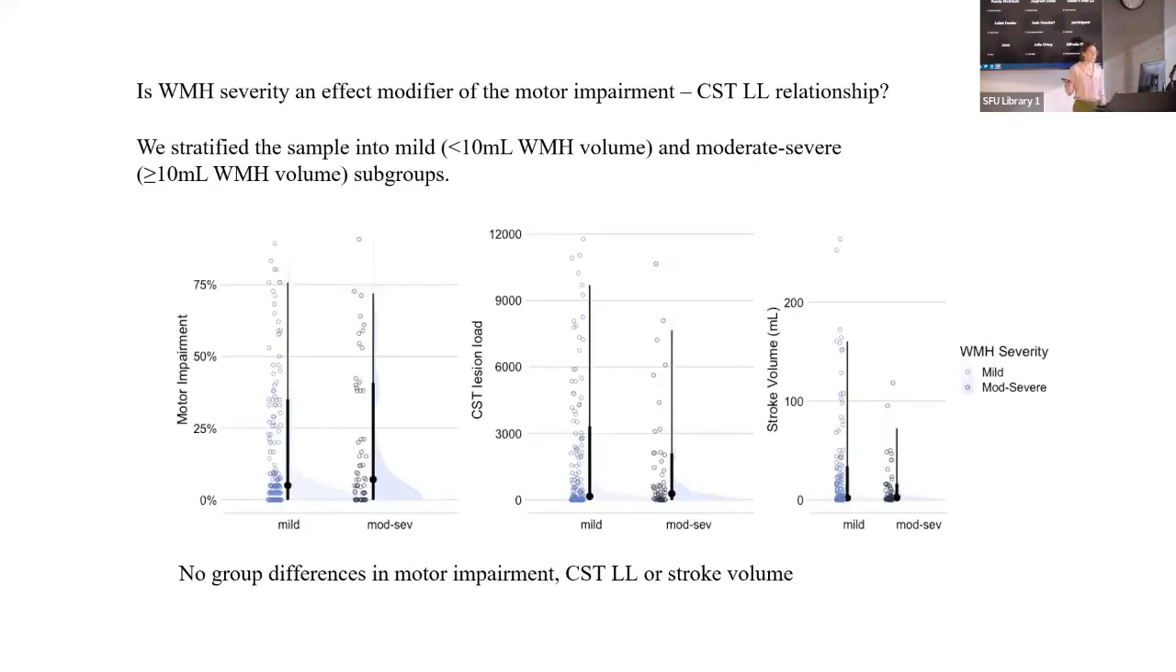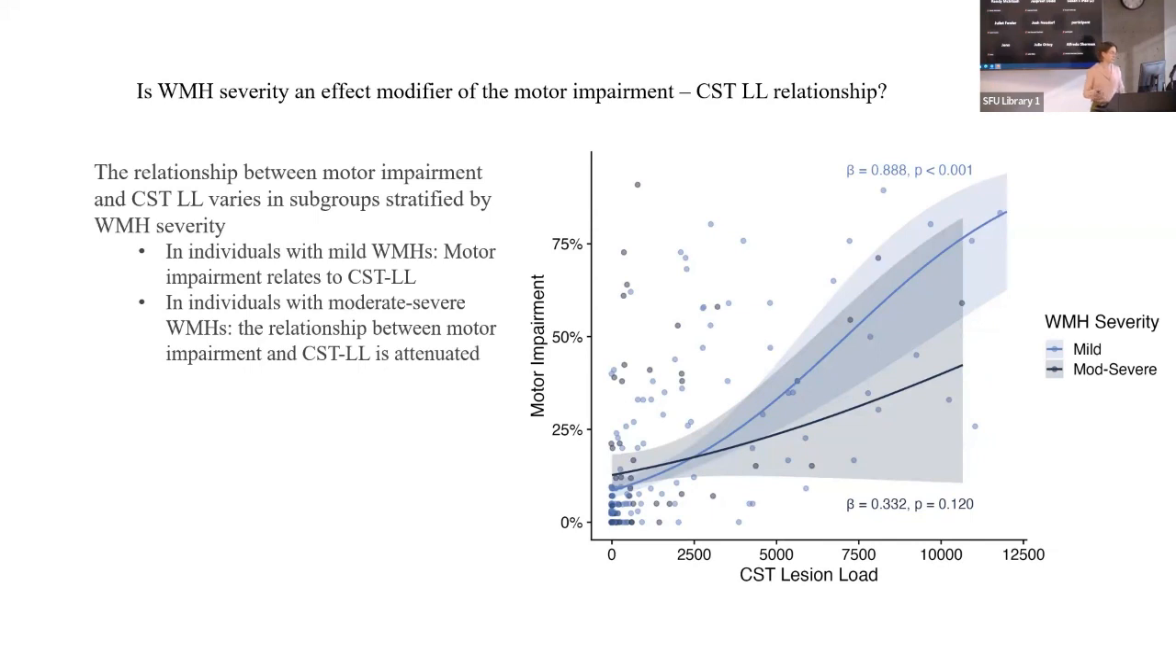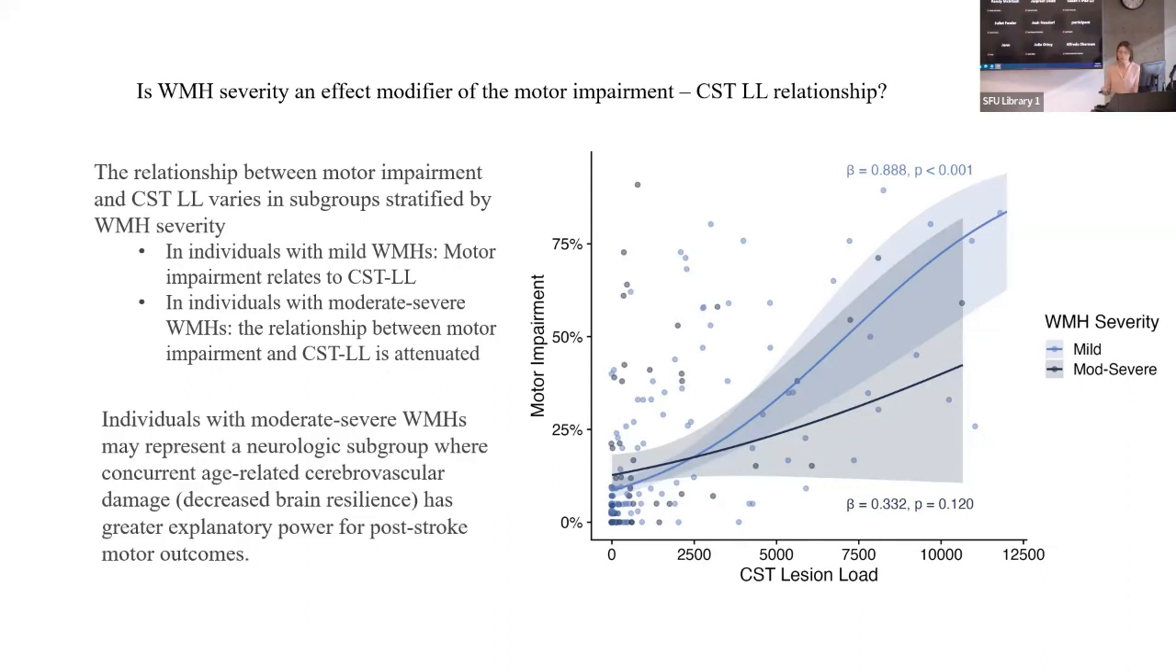So splitting the data into these two groups, first, importantly, we saw there were no group differences in the degree of motor impairment, degree of CST lesion load, or in total stroke volume. Essentially, these groups were fairly similar in terms of their stroke characteristics and their motor impairment. However, we did see different effects of the relationship between CST damage and motor impairment in these subgroups. In the individuals with mild white matter hyperintensity severities, there was a significant relationship between CST damage and motor impairment. However, in our moderate to severe individuals, this relationship was attenuated and it was no longer significant.